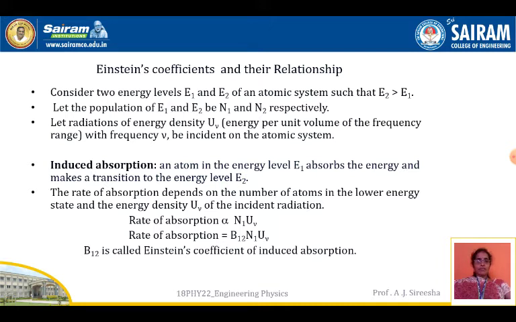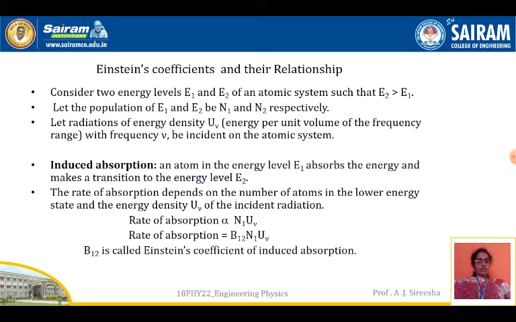As said in the previous sessions, we know what induced absorption is. That means an atom in the energy level E1 absorbs energy and makes a transition to the energy level E2. The rate of absorption depends on the number of atoms in the lower energy state and the energy density U nu of the incident radiation. More absorptions can take place if there are more atoms in the E1 energy state and if more incident energy is given.